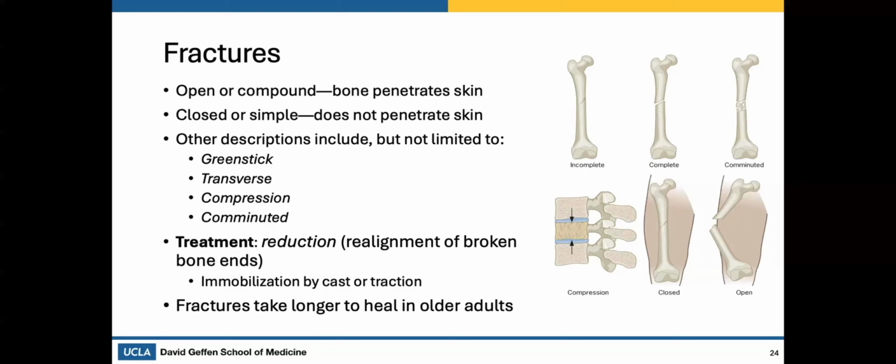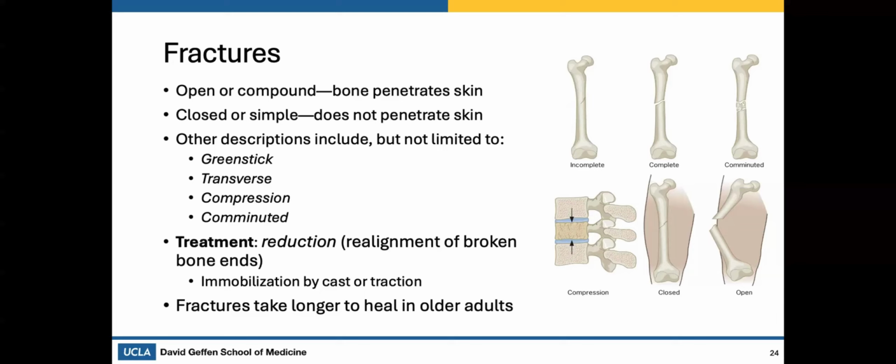One of those descriptions is a green stick fracture. This is an incomplete break where the bone bends but doesn't break all the way through. This is pretty common in children because their bones are more flexible. A transverse fracture is a break that runs in a straight line across the bone. Complete separation, the bone is separated from one another. A compression fracture is a break that crushes the bone, making it appear flatter and wider.